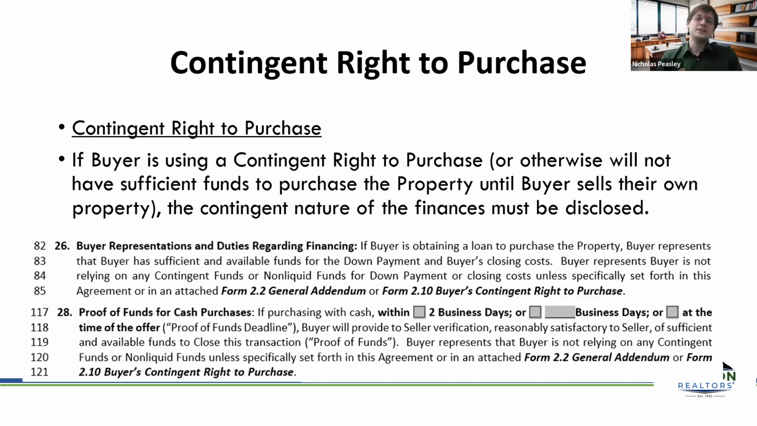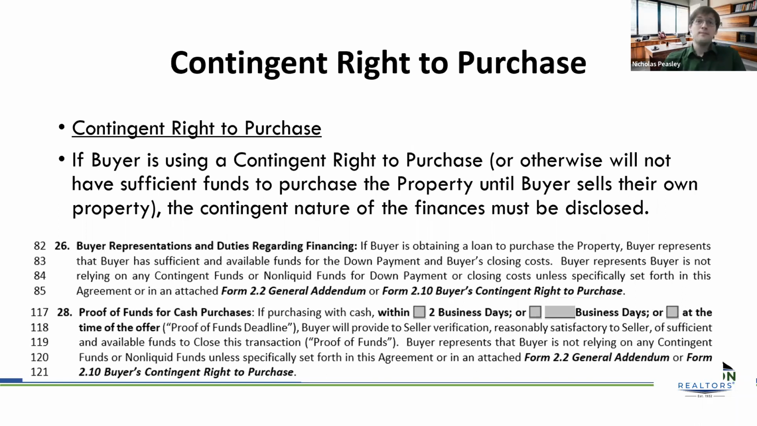So for a contingent right to purchase, if the buyer is using a contingent right to purchase or otherwise will not have sufficient funds to purchase the property until the buyer sells their own property, the contingent nature of those finances must be disclosed. This is in the purchase and sale agreement, sections 26 and 28. If you're looking on form 1.1, it's lines 82 through 85 and 117 through 121. Section 26 essentially says if the buyer is using a loan, they have enough money to make the down payment. And they also represent that they're not relying on contingent or non-liquid funds for that down payment or the closing costs.